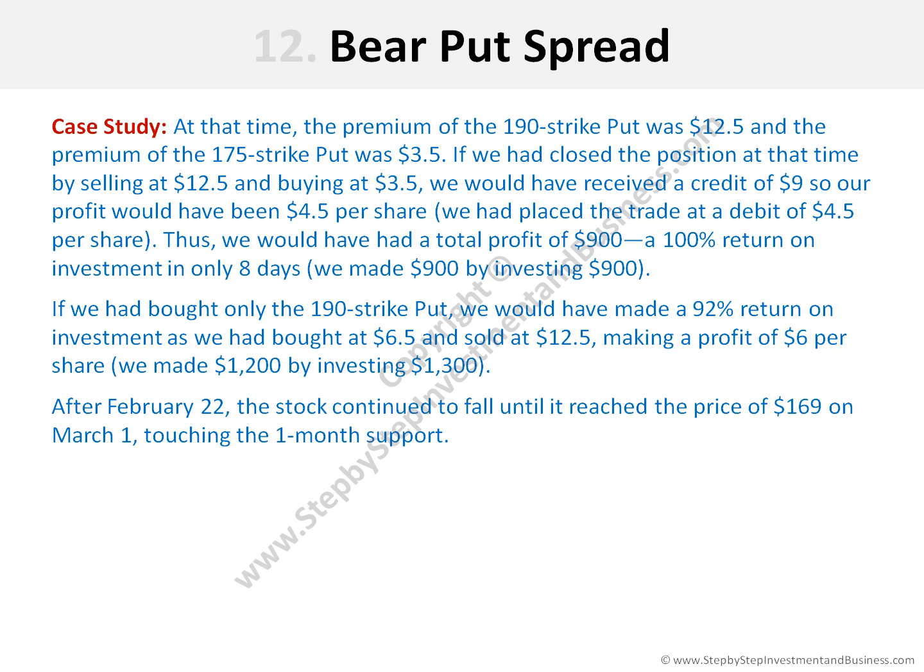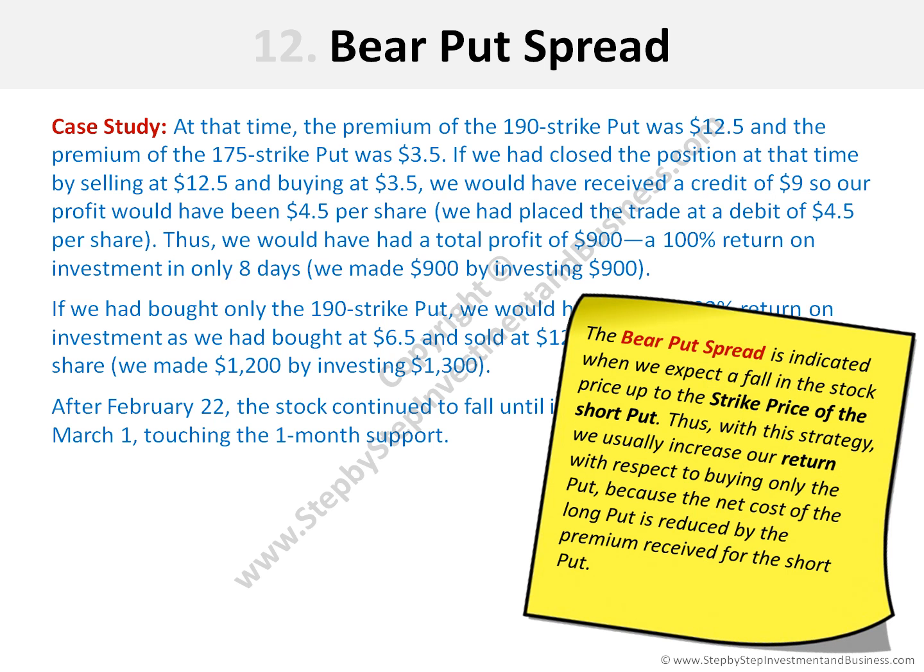After February 22, the stock continued to fall until it reached the price of $169 on March 1st, touching the 1-month support. The bear put spread is indicated when we expect a fall in the stock price up to the strike price of the short put. Thus, with this strategy, we usually increase our return with respect to buying only the put, because the net cost of the long put is reduced by the premium received for the short put.